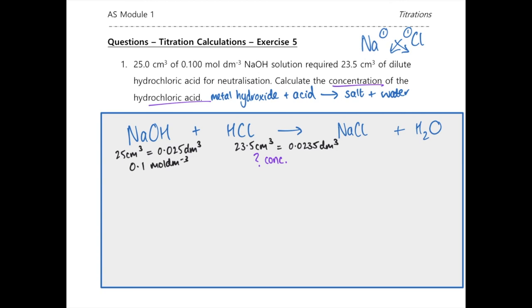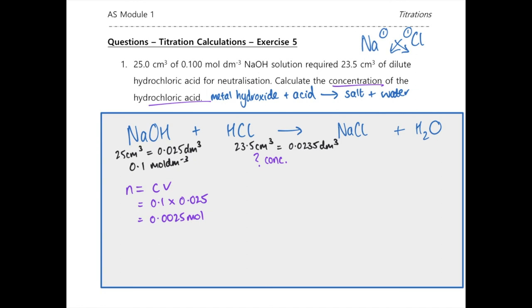But here we're going to be using our n equals CV. So if we want to work out the number of moles, we need to have a concentration value and we need to have a volume value. So therefore we start at our sodium hydroxide because I know both of those bits of information. Our concentration is 0.1. Our volume is 0.025. Remember using your decimetre cubed value. And that gets you 0.0025 moles or 2.5 times 10 to the minus 3.